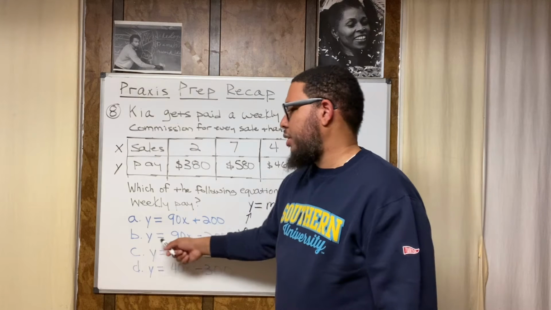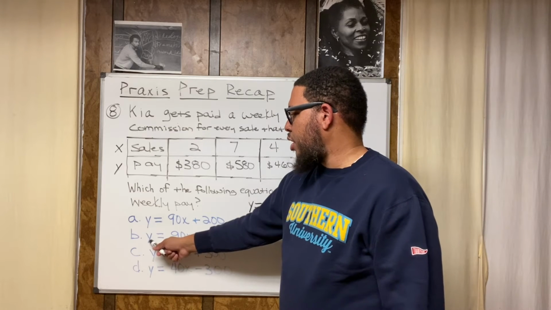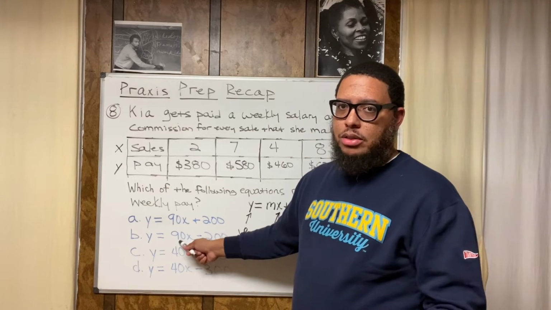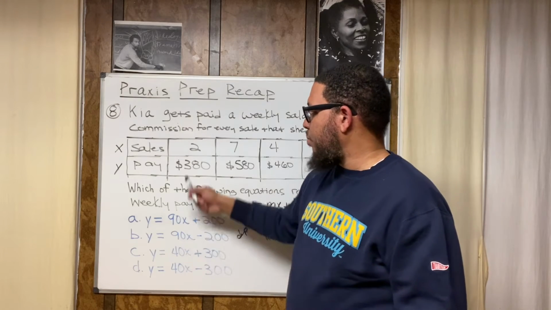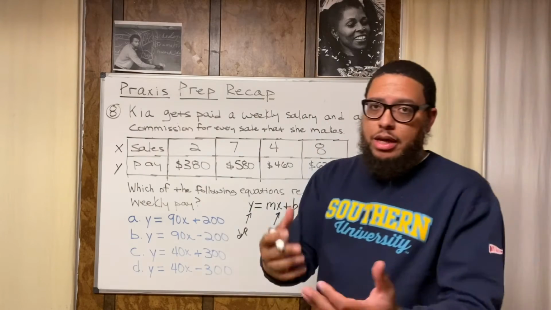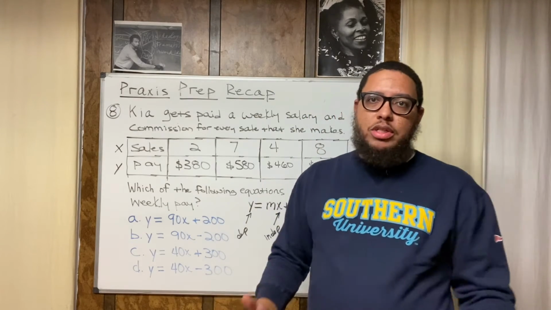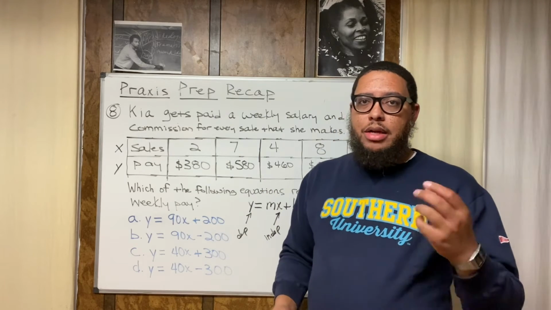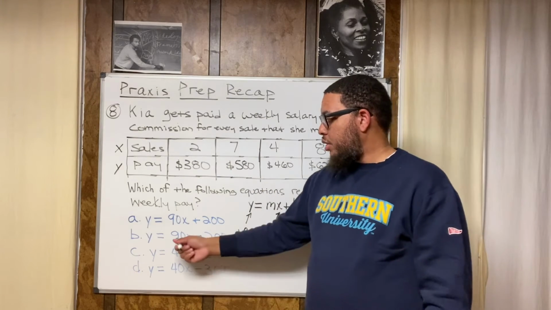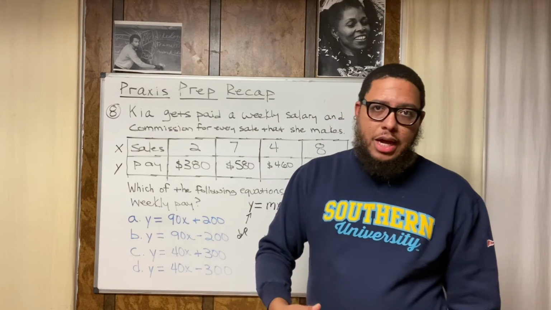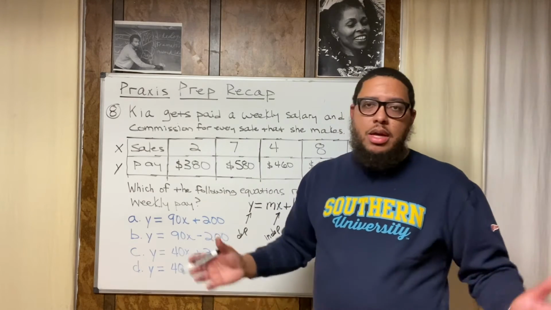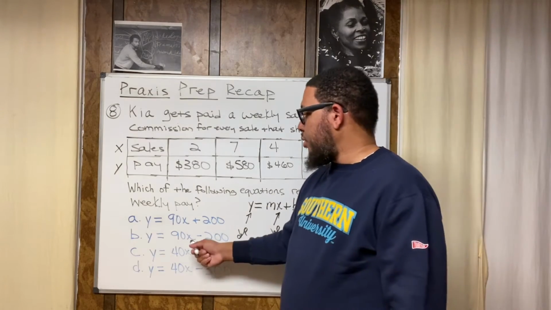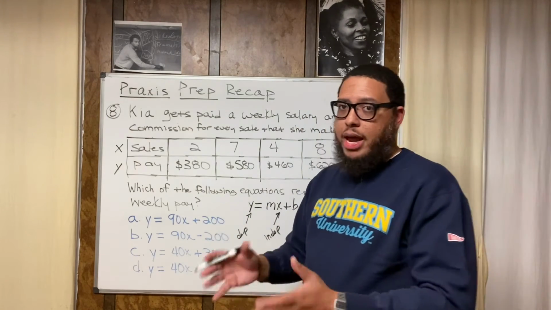But let's look at choice B. This choice says her pay is equal to $90, and we know that 90 stands for dollars because it's being multiplied by the number of sales, right? Just like when you calculate your paycheck, if you work for a job that pays you hourly, you're going to calculate it by multiplying the number of hours you work times your pay rate, whether it's $20 an hour, $25 an hour, $15 an hour, however much it is. You're going to multiply the dollar amount by the number of hours or the number of sales or what have you.